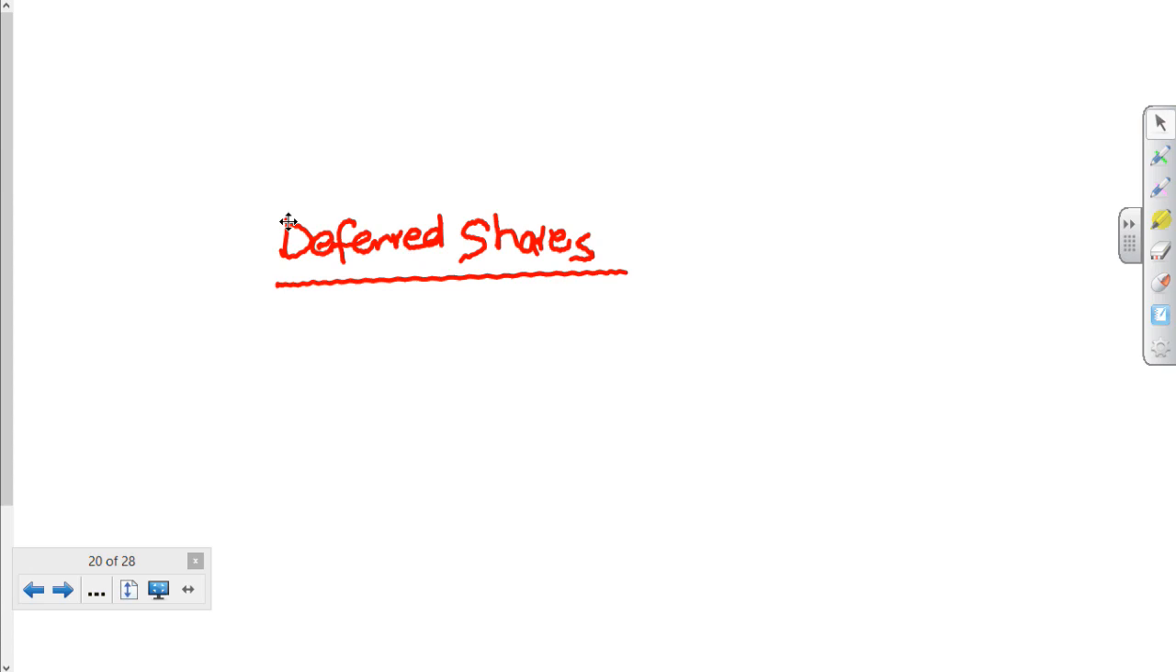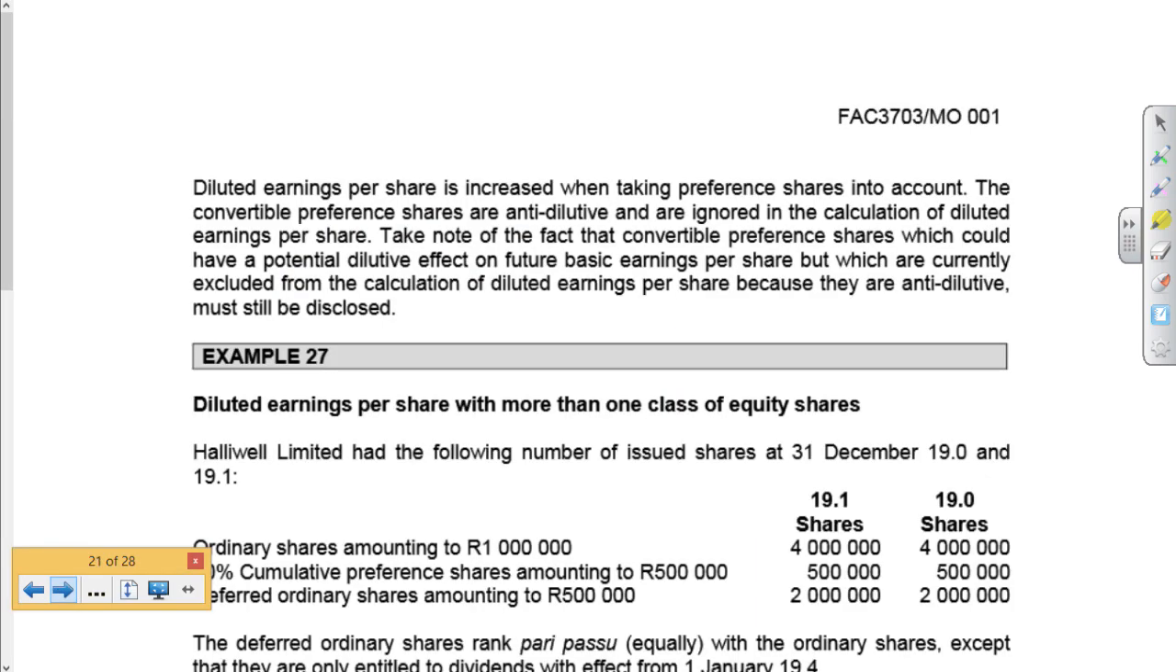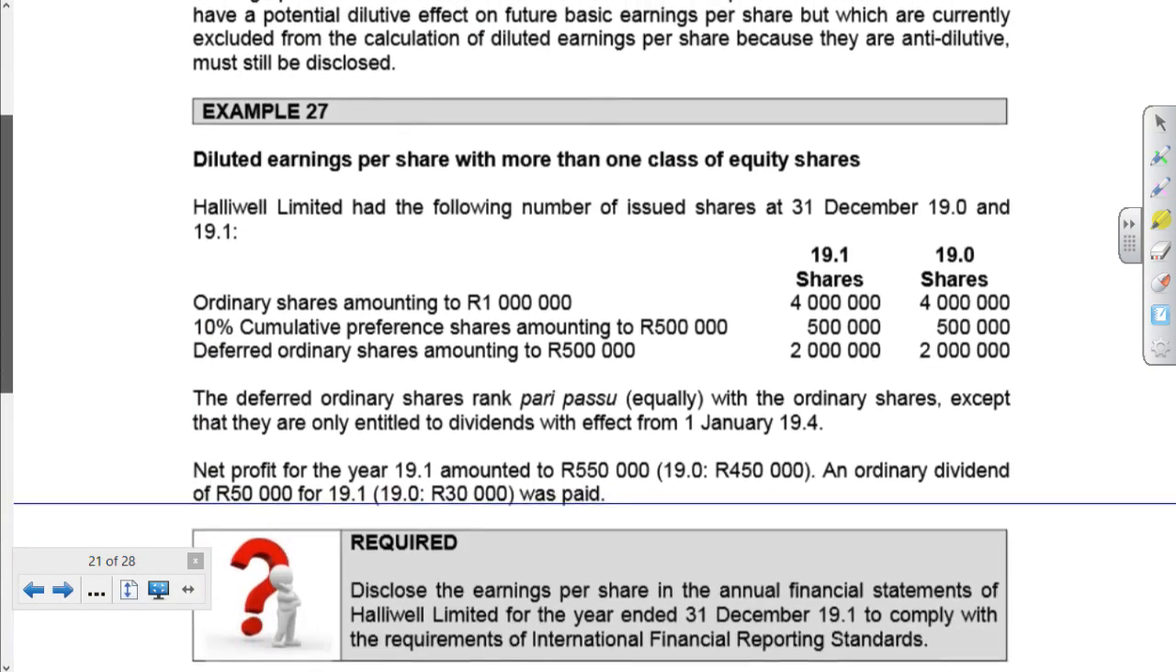Okay, deferred shares. Deferred shares are shares that will only share in profits and dividends later. And because they share in dividends later, at a later stage my shareholders that don't have deferred shares, their earnings per share will drop, isn't it? I have seen one past exam question that had deferred shares in it. Let's look at an example.